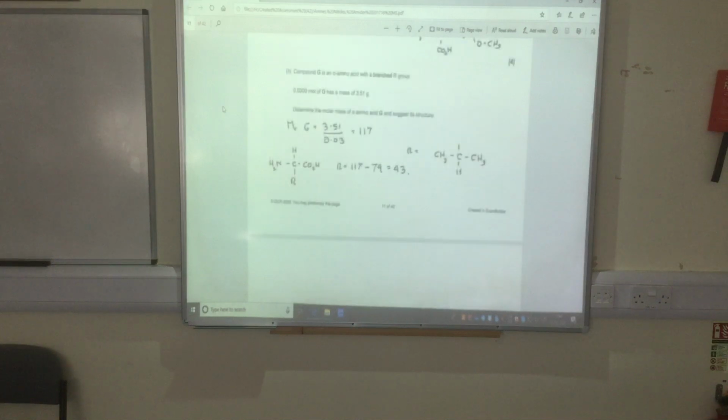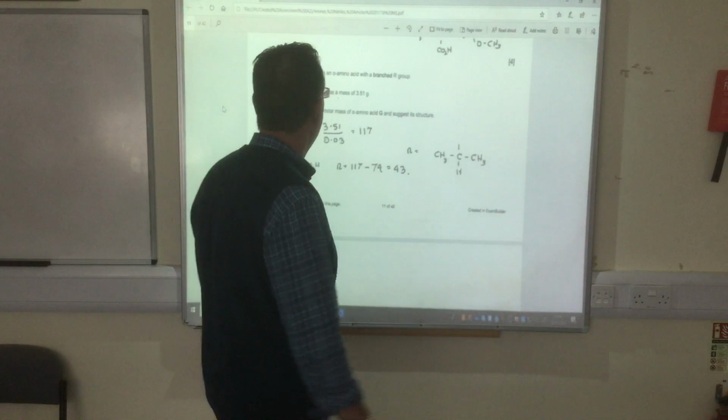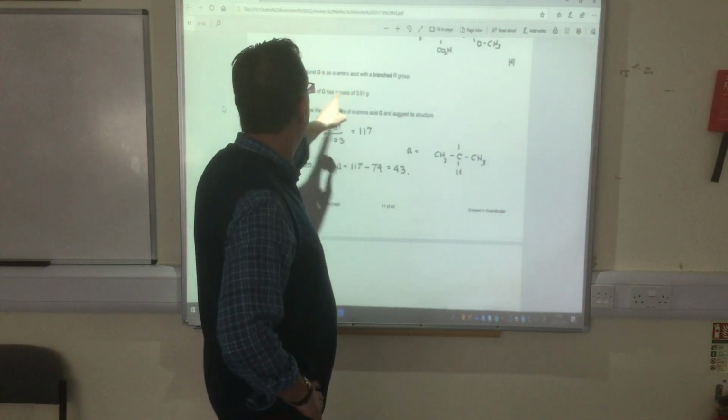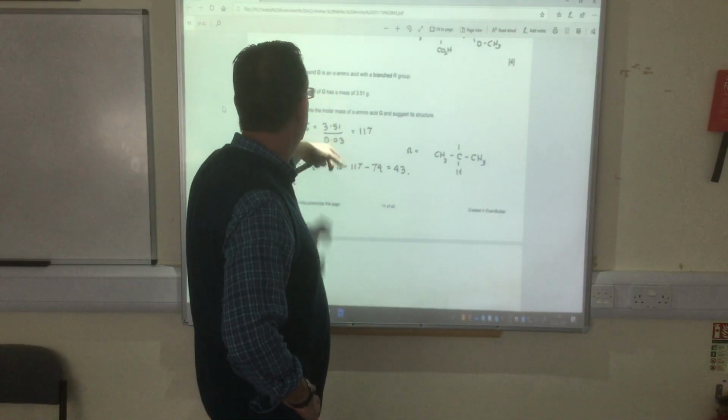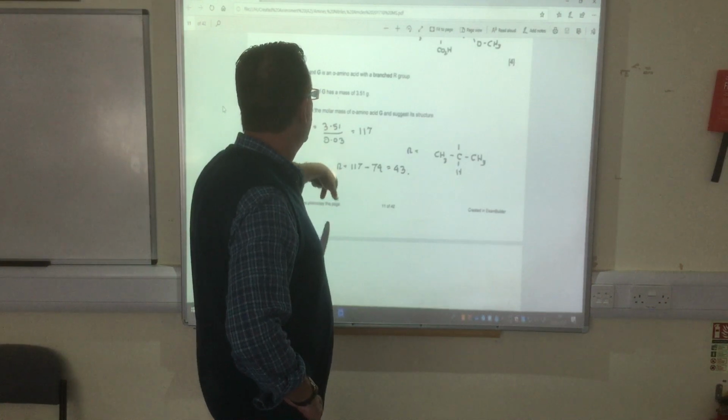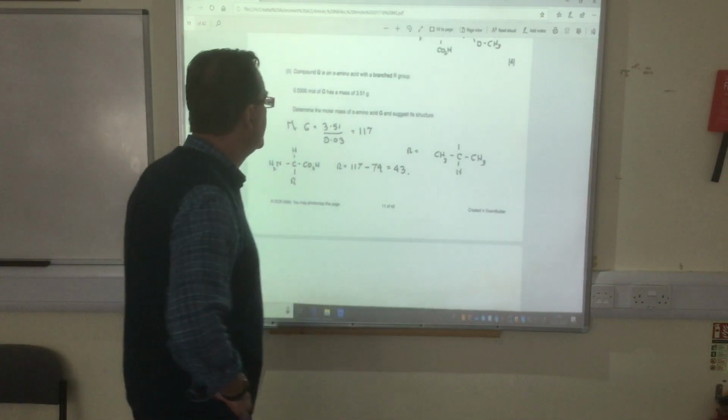Yeah, I don't know what this is. Pain in the backside. Right, compound G, an amino acid with a branched R group, that many moles of it. Well, what else are you supposed to do? Work out the molar mass of G. Right, 117, anyone can do that.